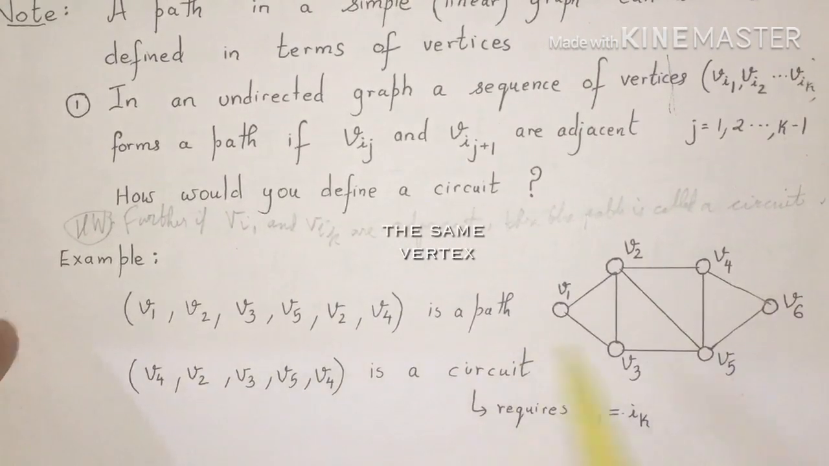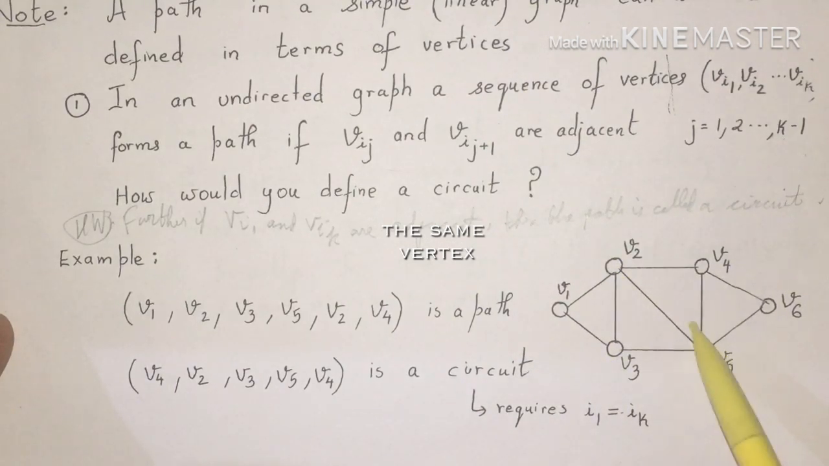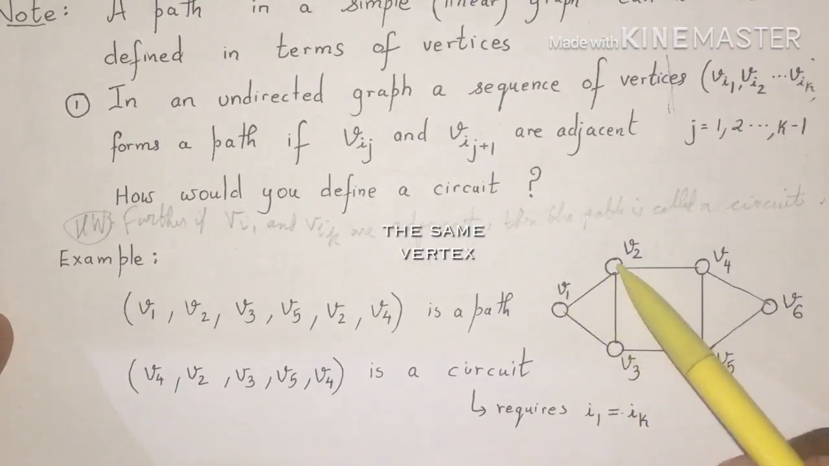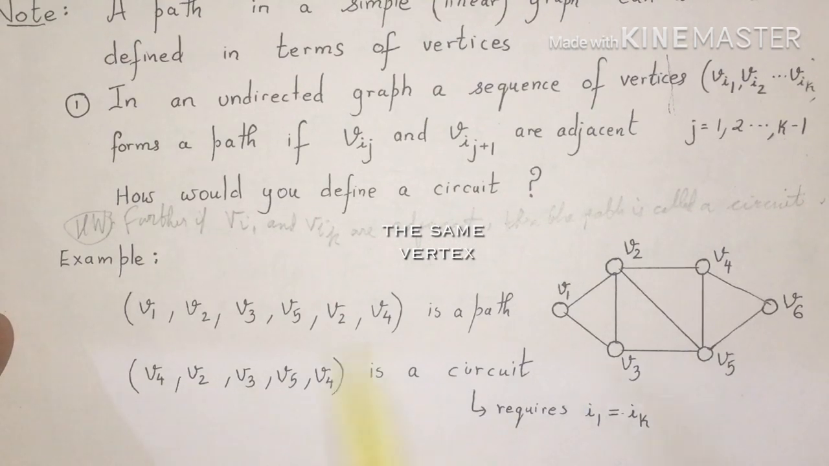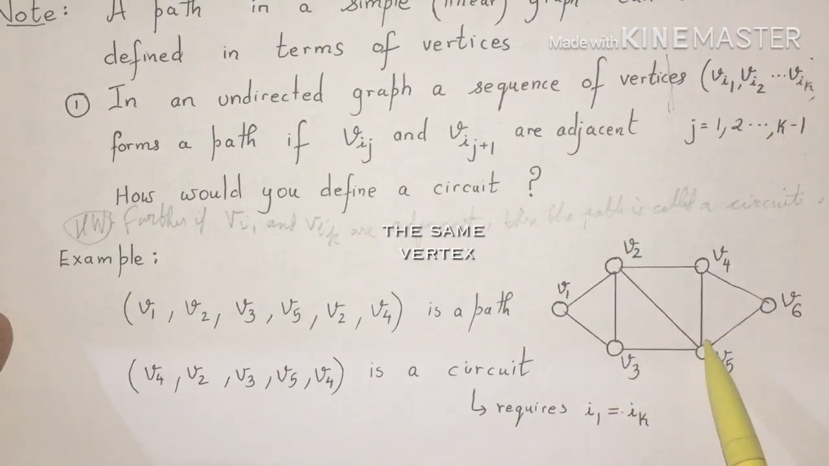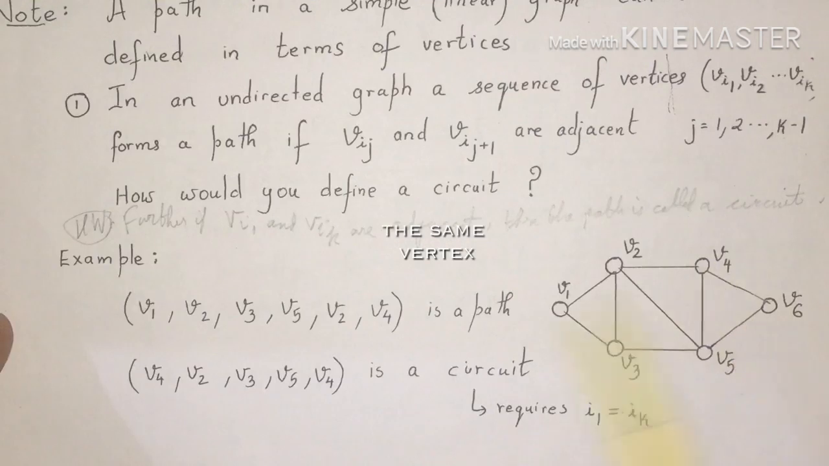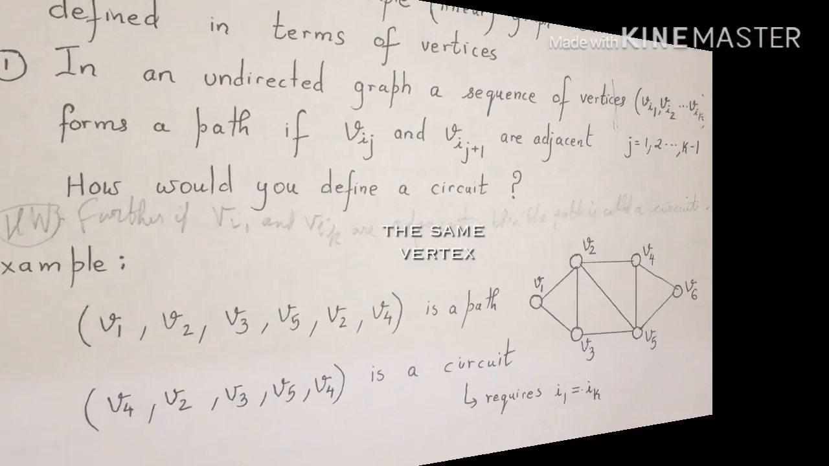This is an example. v1, v2, v3, v5, v2, v4 is a path. If you notice, the vertices are adjacent to each other. V4, V2, V3, V5, V4 is a circuit. As you notice, we begin at the vertex V4 and we end at the vertex V4. So vi1 becomes equal to vik.